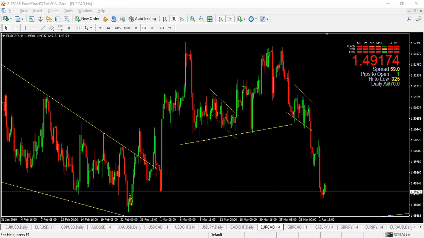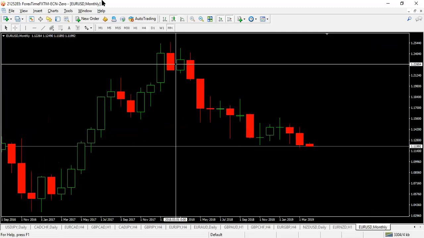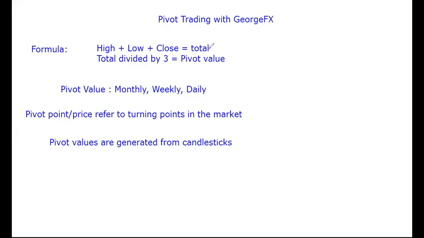Going down to Euro USD, that's very familiar. On the Euro USD, during the weekend, this candle, as last month, because this is a new month, has not formed. So let's also include that information to what we have. Back to our whiteboard, let's include the information.